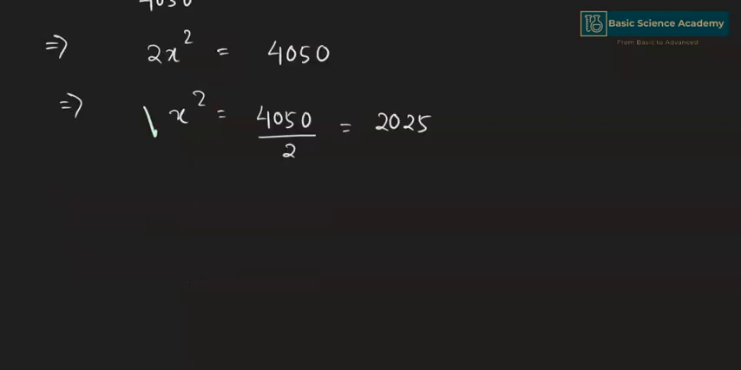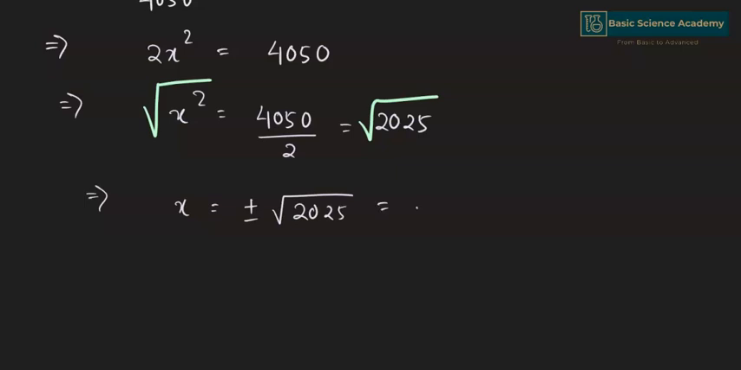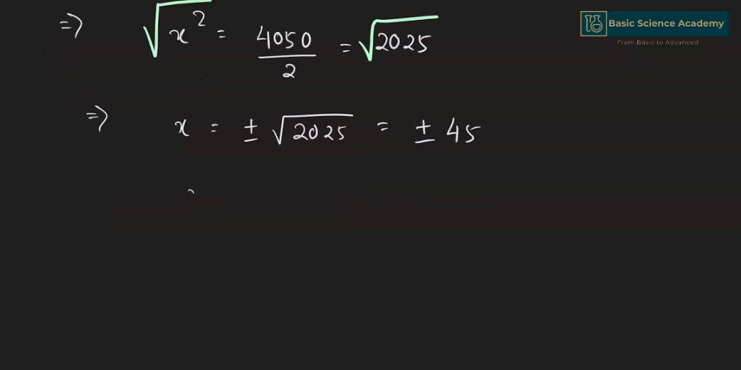Now, taking square root of both sides of the equation gives x is equals to plus or minus square root of 2025, which is equals to plus or minus 45. Hence, the value of x is equals to plus 45 and minus 45. These are our answers.